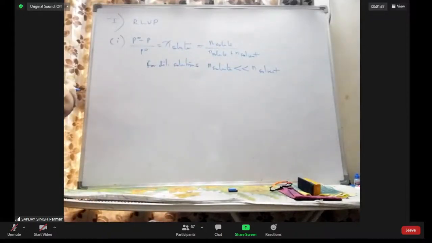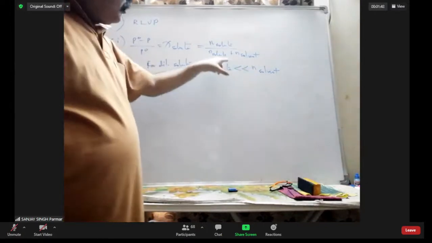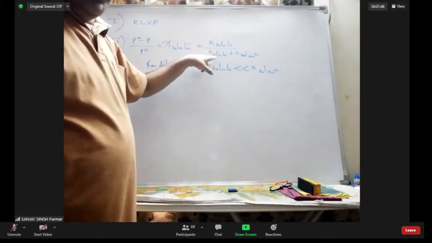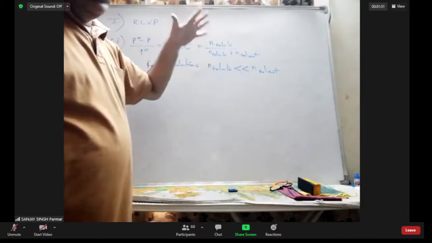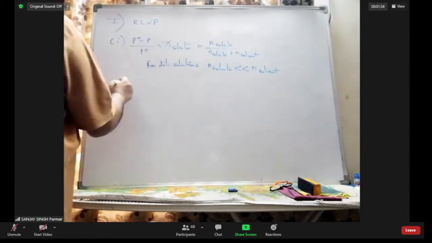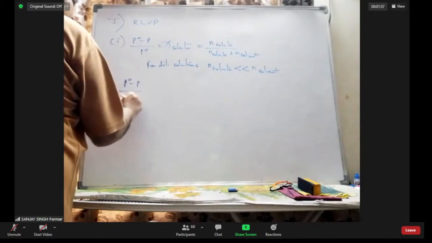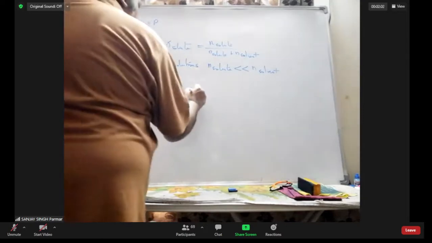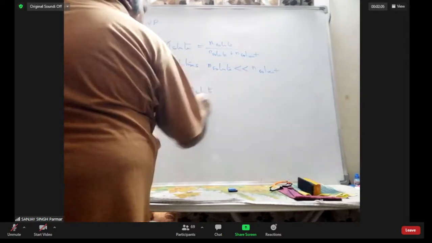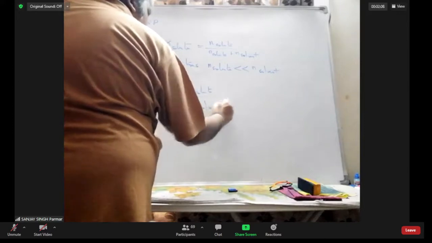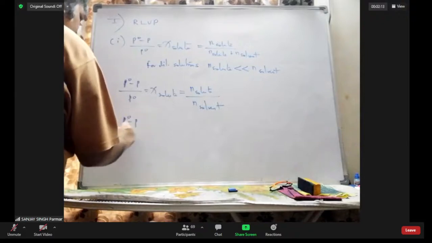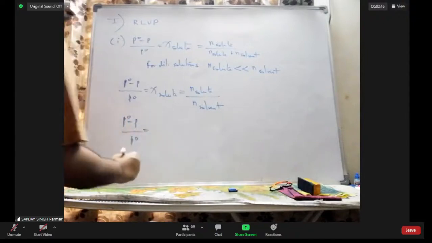If number of moles of solute is very less in comparison to number of moles of solvent, then the solute term in the denominator becomes negligible in comparison to the number of moles of solvent, and then (P naught minus P) by P naught, the mole fraction of the solute, is equal to number of moles of solute divided by number of moles of solvent. Keeping this in mind, that is the reason why a fortnight back I gave you this formula.